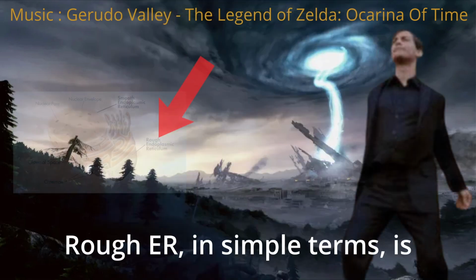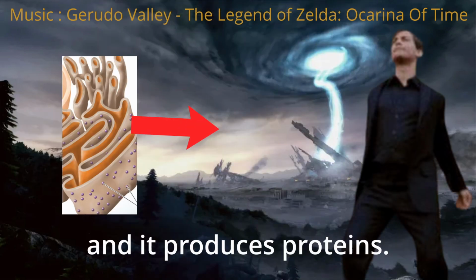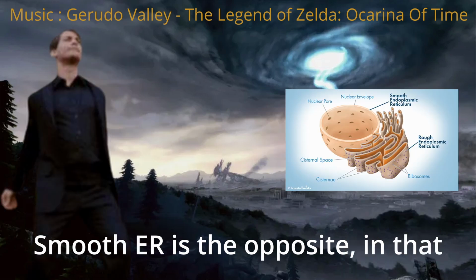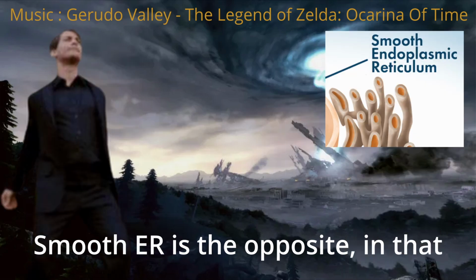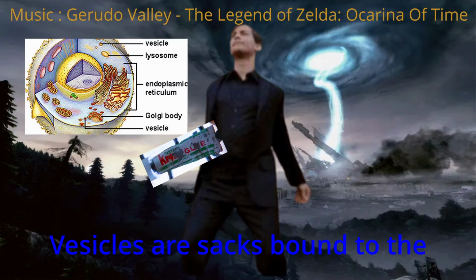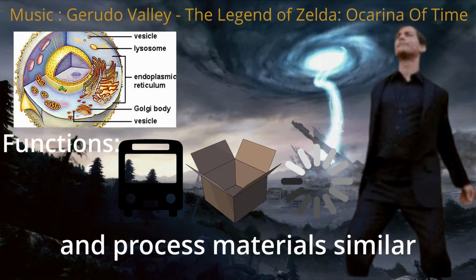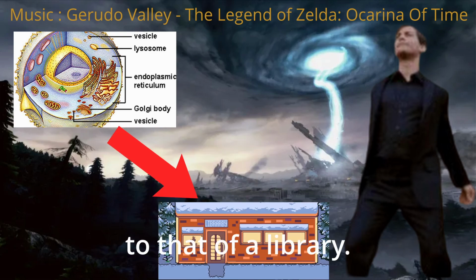Rough ER, in simple terms, is ribosomes attached to ER's surface, and it produces proteins. Smooth ER is the opposite in that it has no ribosomes, and produces lipids. Vesicles are sacs down to the membrane that transport, store, and process materials, similar to that of a library.